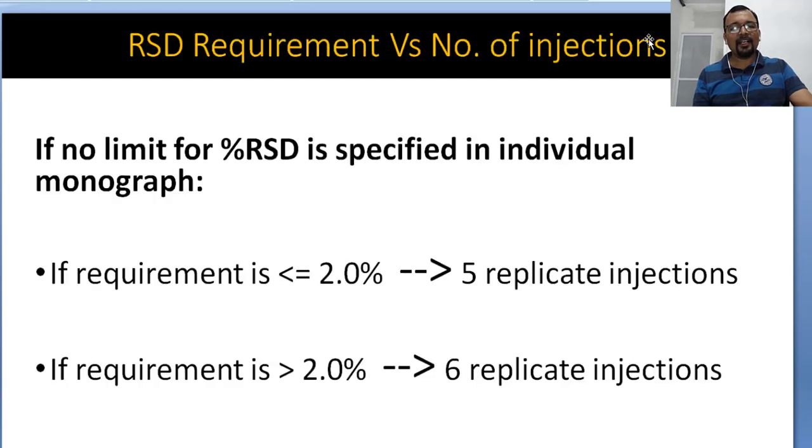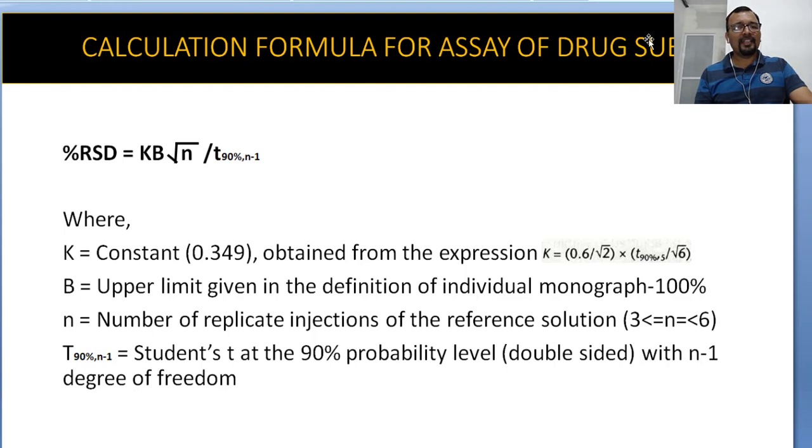So now let us understand what is the requirement of number of injections and the percent RSD. Let us assume the percent RSD limit is not specified in a monograph. In that case, if the requirement is that percent RSD value shall be less than or equal to 2%, then you should inject 5 replicate standard solutions. And if the requirement is more than 2%, then you can think of injecting around 6 replicate injections of the standard solutions.